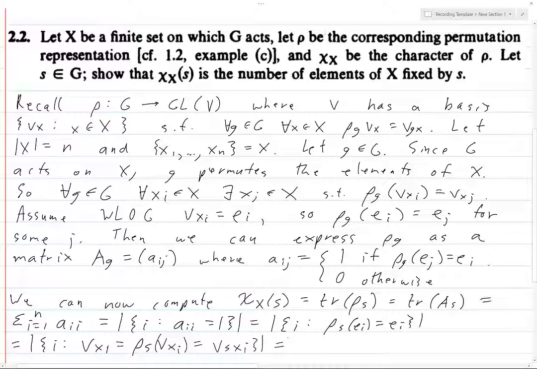Okay, so that's what we really need, is the i such that v_{x_i} is equal to v_{s x_i}, because that happens precisely when x_i equals s x_i. And then this is precisely the order of the set of elements in X which are fixed by this element s. Okay, so sorry about all the confusion that happened in this problem. But yeah, there we go. That's how we do this problem, and this completes our proof.